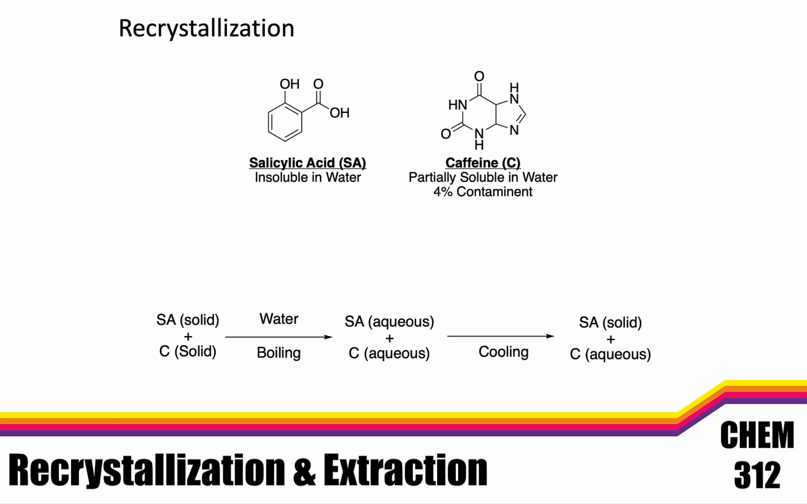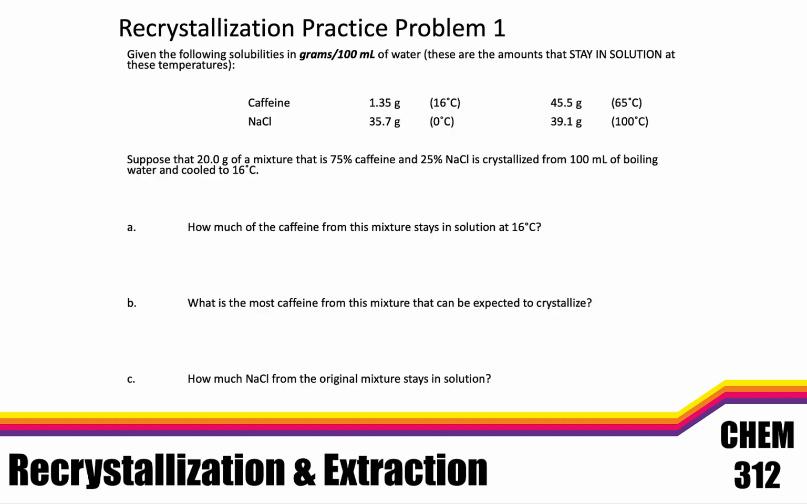So let's take a second and run through a quick practice problem on how we use solubilities to better predict and understand how much of something might stay dissolved in solution. This comes from the problems that are in the PDF, at the very beginning. We're given this general framework where we have a mixture of caffeine and salt, in this case sodium chloride.